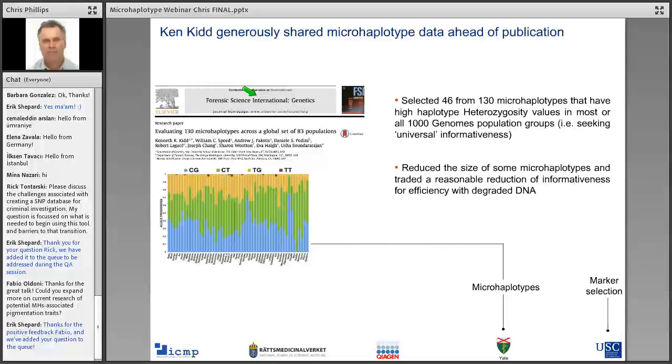And going back to what we were saying about the importance of amplicon size at DNA size, we did actually decide to reduce the size of some of the microhaplotypes. So there's some very informative ones which were quite long. So we decided to trade a reasonable reduction in informativeness, as I've said, against efficiency with degraded DNA. So we felt that that was important.